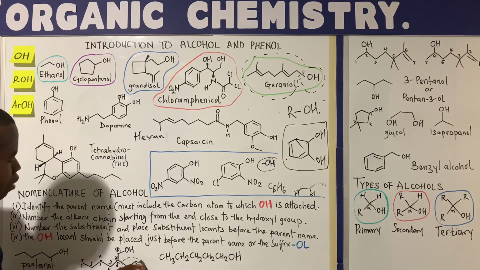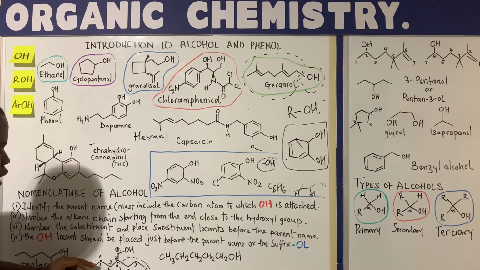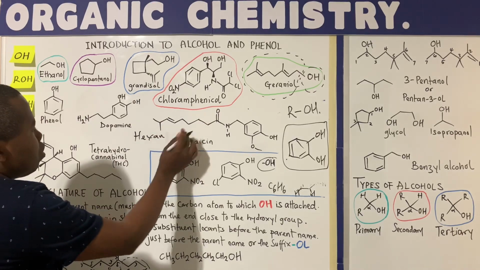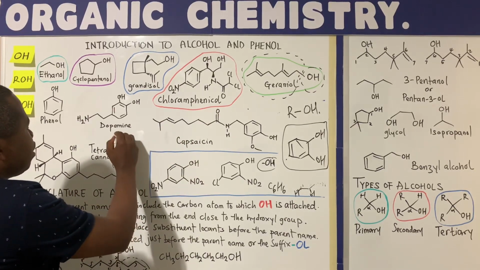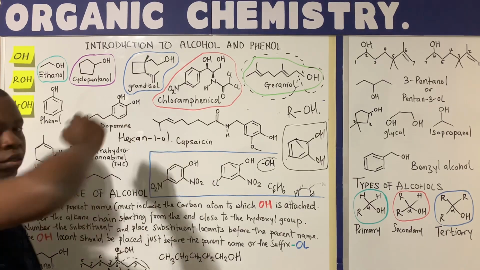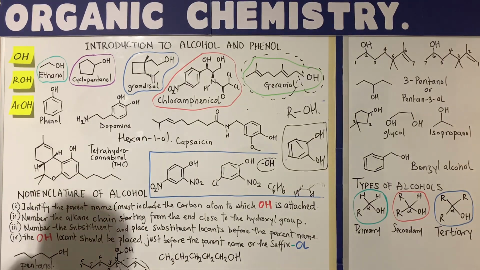And any other thing that branches out of the longest carbon to carbon chain will become a substituent. So in this case, this is a substituent, and this is the longest carbon to carbon chain: 1, 2, 3, 4, 5, 6. But actually, we're starting from here. So 1, 2, 3, 4, 5, 6. So this is hexane 1-ol. I'll just write it here. Hexane 1-ol. But that is the parent name.